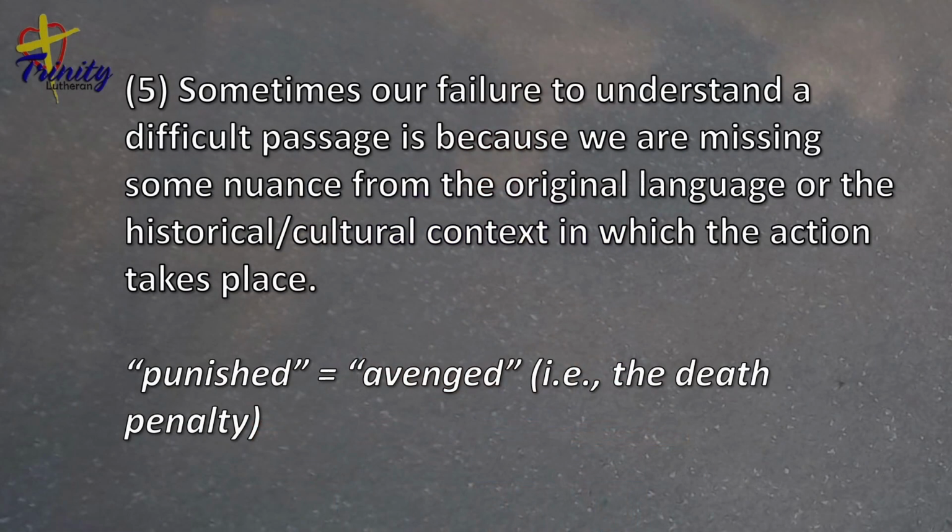All right, so specifically in this troublesome passage, we're going to go back and forth, as you'll see, between basic principle 5 and basic principle 3. First point I want to make has to do with principle 5. And in case you're wondering why I'm going back and forth between the basic principles, it's because I'm doing it in order of the passage. We're talking about that first part, and then the second part, and then the property part, working our way through the passage. Basic principle 5 said, sometimes our failure to understand a difficult passage is because we are missing some nuance from the original language or the historical cultural context in which the action takes place.